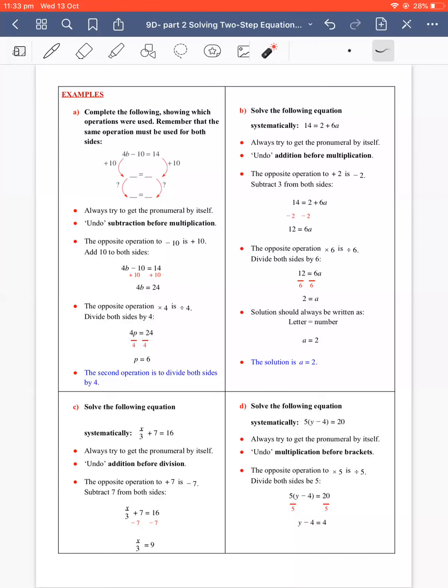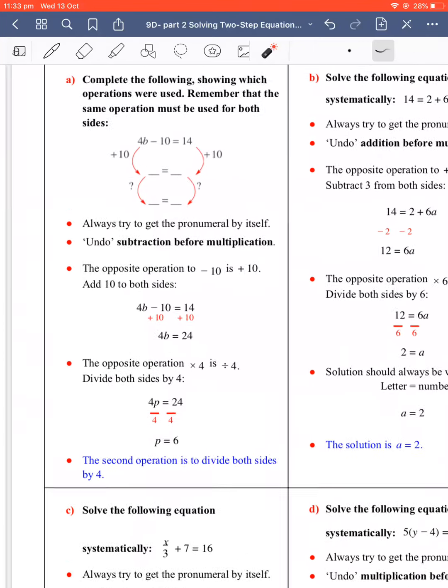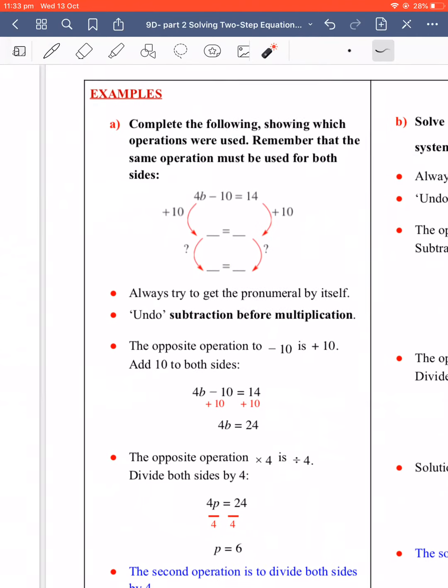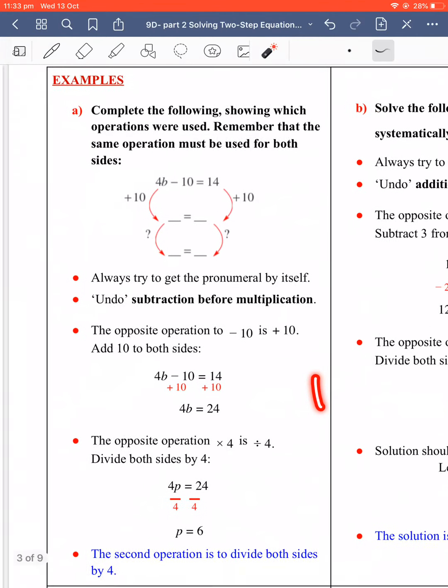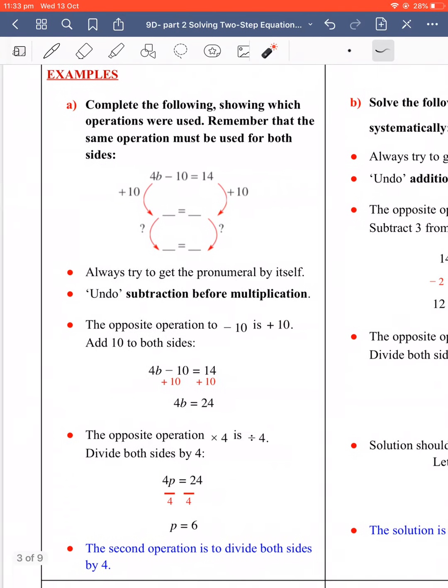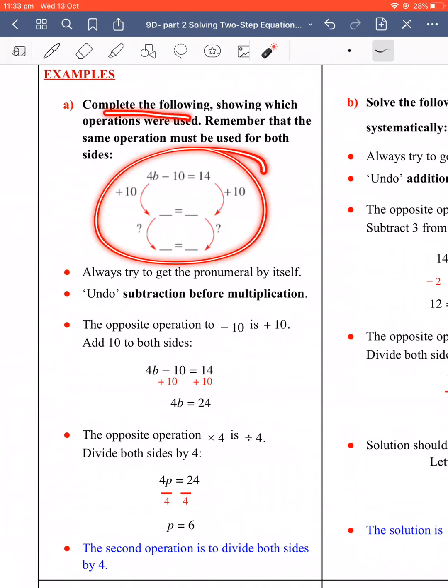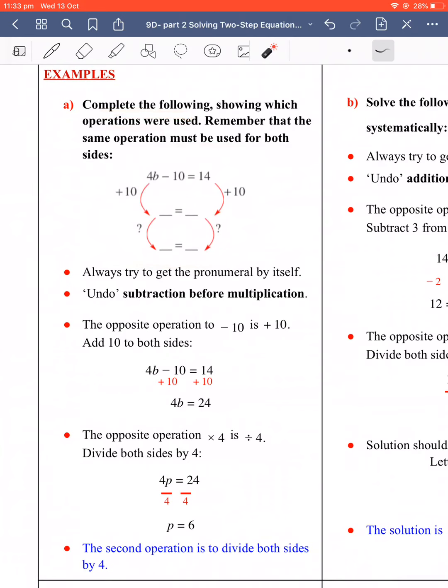Onto our examples now. So we have 4 that we're going to go through, and let's go. So again, similar to your last part, we have some particular types of questions, and this leads us through them essentially. So the first one we've got is complete the following. So we're completing this, showing which operations were used. So we'll show that on the outside here.